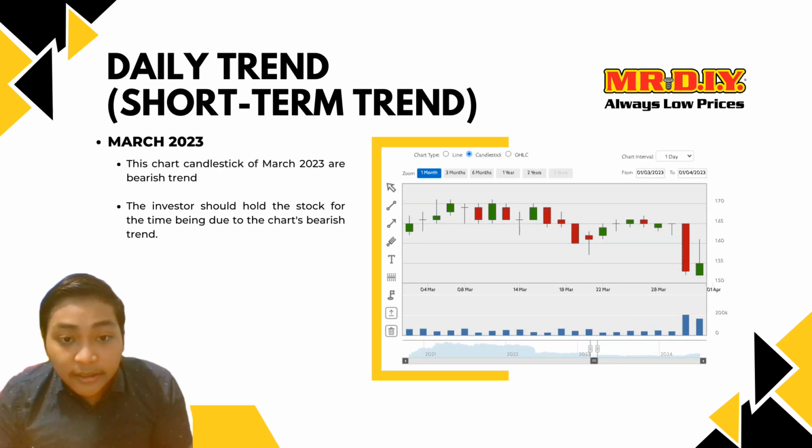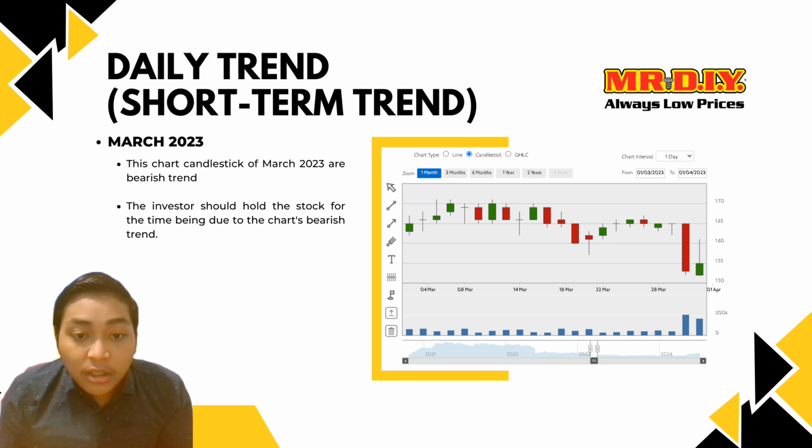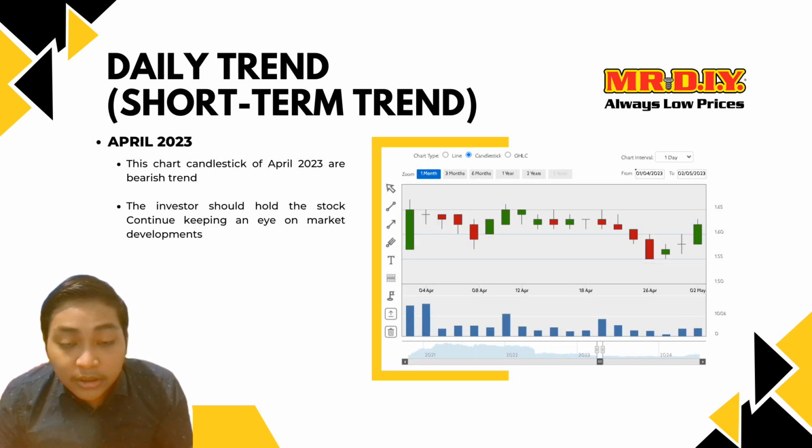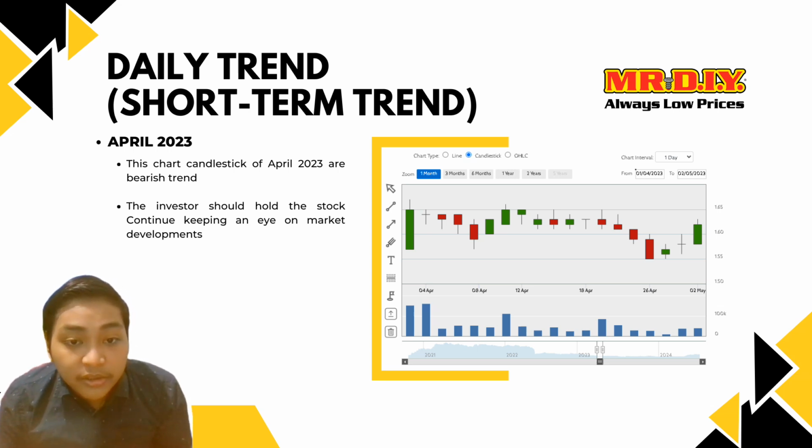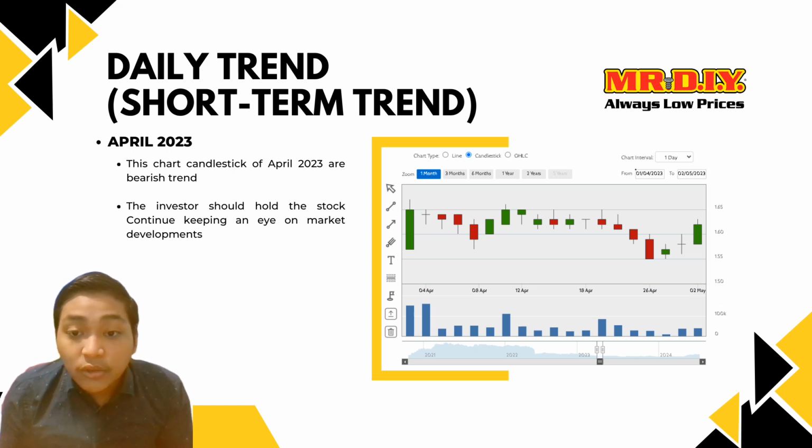For the third slide, this slide shows a candlestick chart of March 2023, also a bearish trend. The investor should hold the stock for the time being due to the bearish trend. The candlestick chart of April 2023 is also a bearish trend. The investor should hold the stock, continue keeping an eye on the market development.